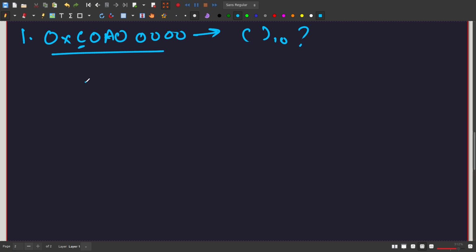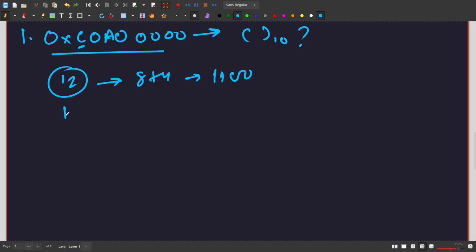So what is C in hexadecimal? I think it is 12, right? How do you write 12 in binary? It is 8 plus 4, so you would write it as 1100. That's basically it. 0 is fine. Now A is, I think, a 10. A 10 would be 8 plus 2, which is 1010. Boom, there you go. It's so easy.